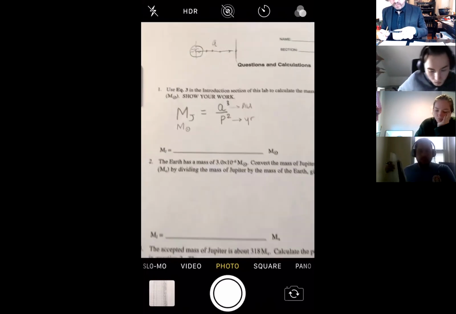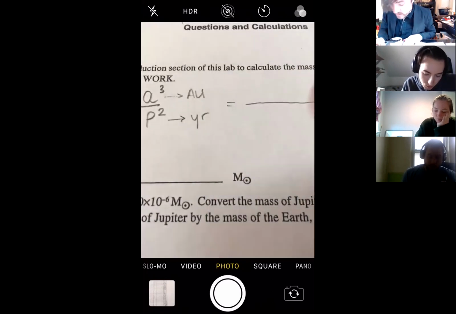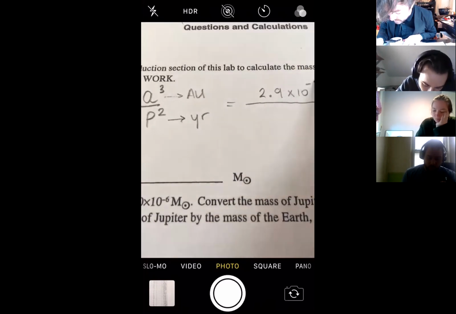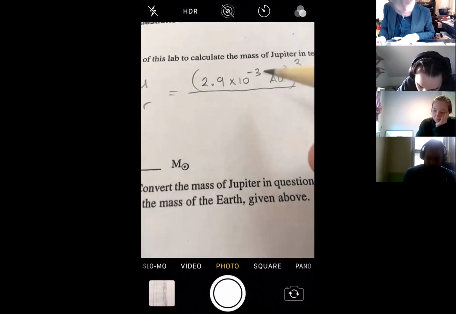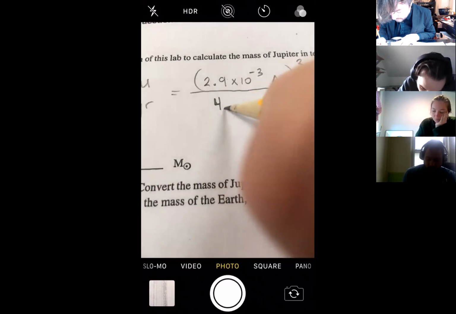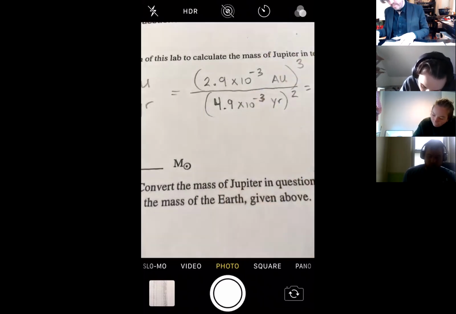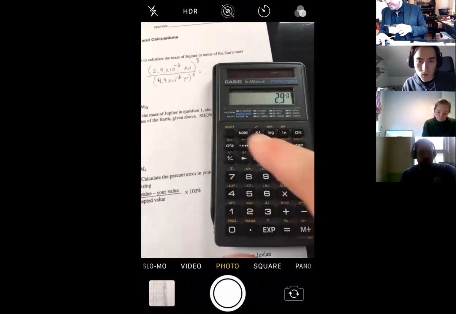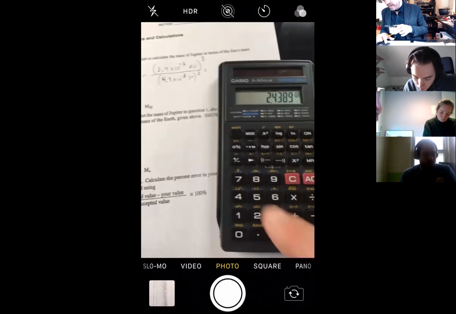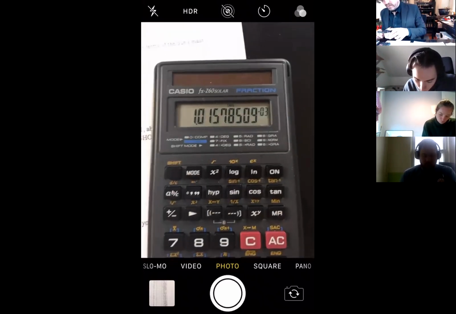So under question 1, we have to put in our A and our P. Our A is 2.9 times 10 to the minus 3 AUs, and that's cubed, over 4.9 times 10 to the minus 3 years, and that's squared. 2.9 exp minus 3 shift cube divide by 4.9 exp minus 3 squared equals 1.0 times 10 to the minus 3.